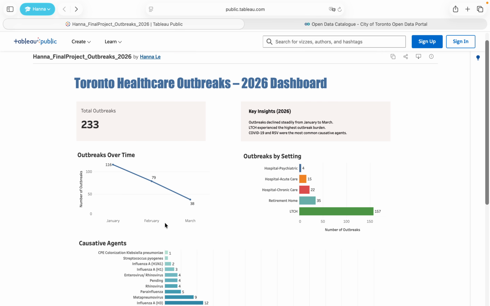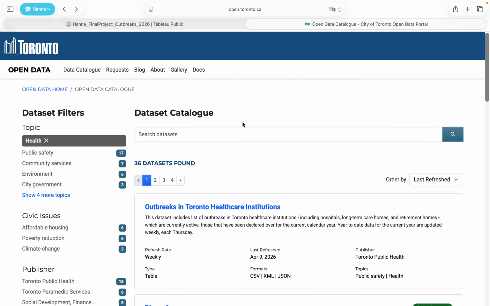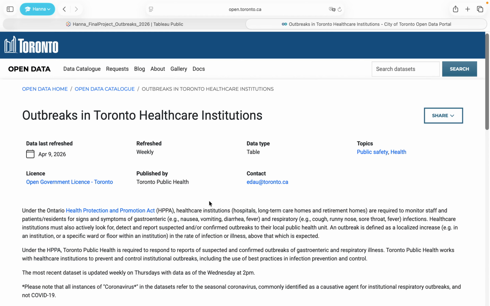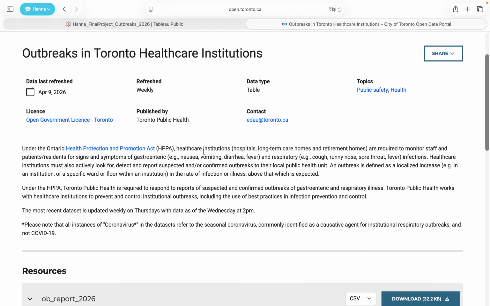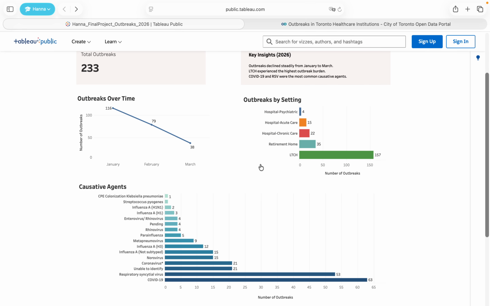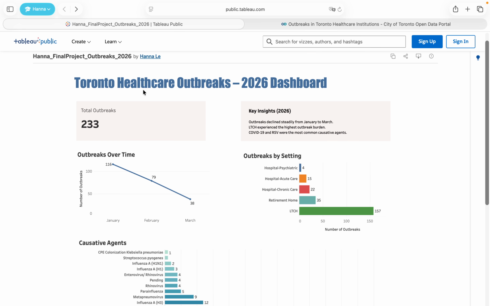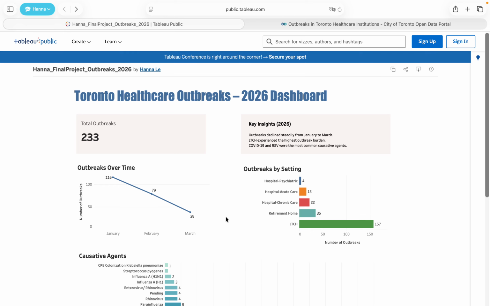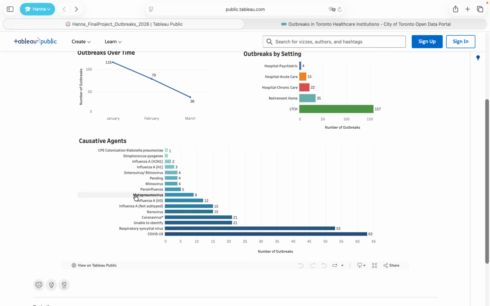The data used for this analysis come from the City of Toronto Open Data Portal and includes outbreak records from long-term care homes, retirement homes, and hospitals. The overall goal of this dashboard is to make outbreak data easier to understand and interpret. It focuses on three main questions: how outbreak activity changes early in 2026, which healthcare settings were most affected, and which pathogens were responsible for the majority of the outbreaks.